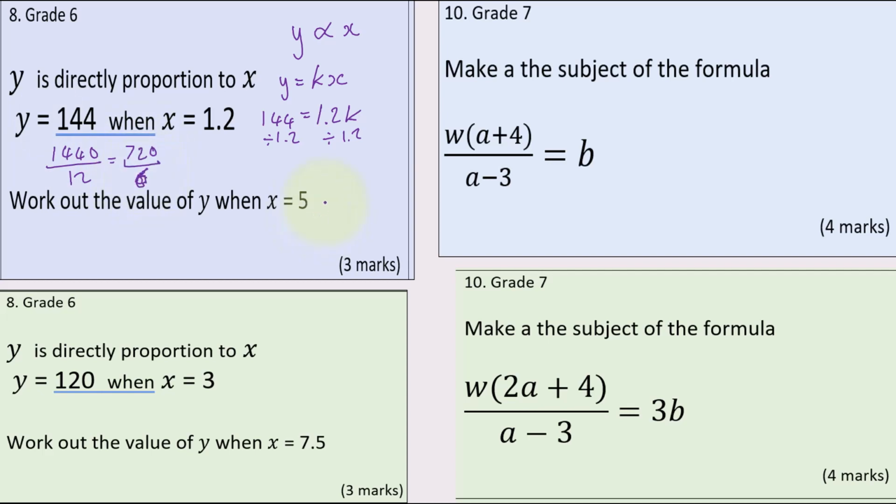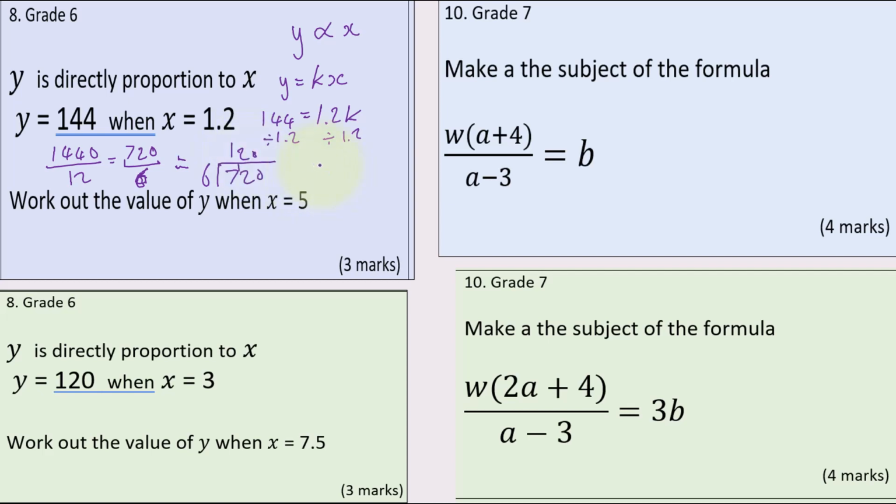Okay, so my board's going funny. 720 over 6. Which you might know is 120. But let's just do that as a bus stop. 6, 1, the remainder 1, 2, 0, 120.